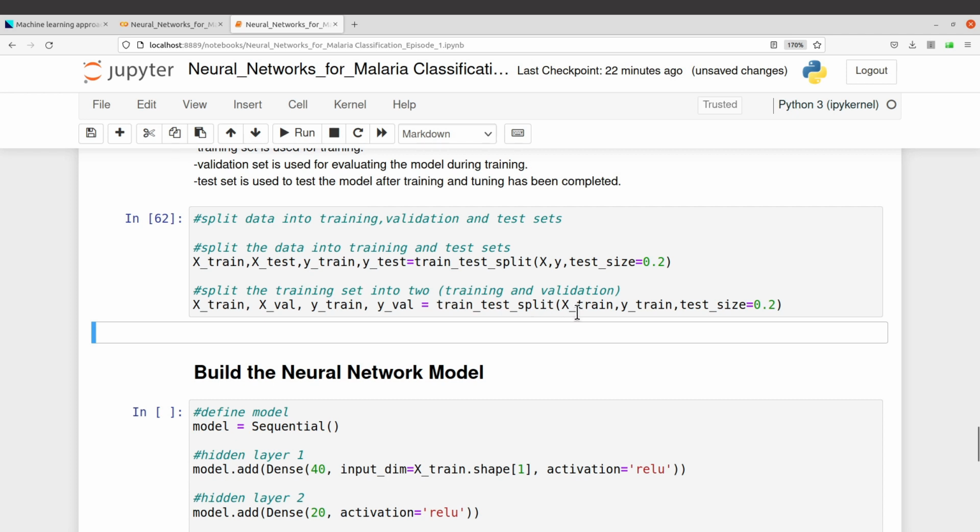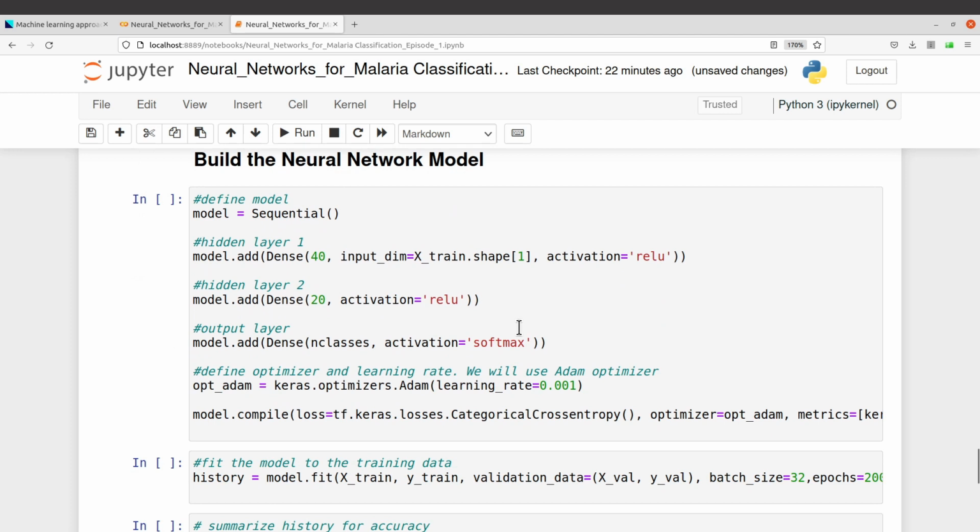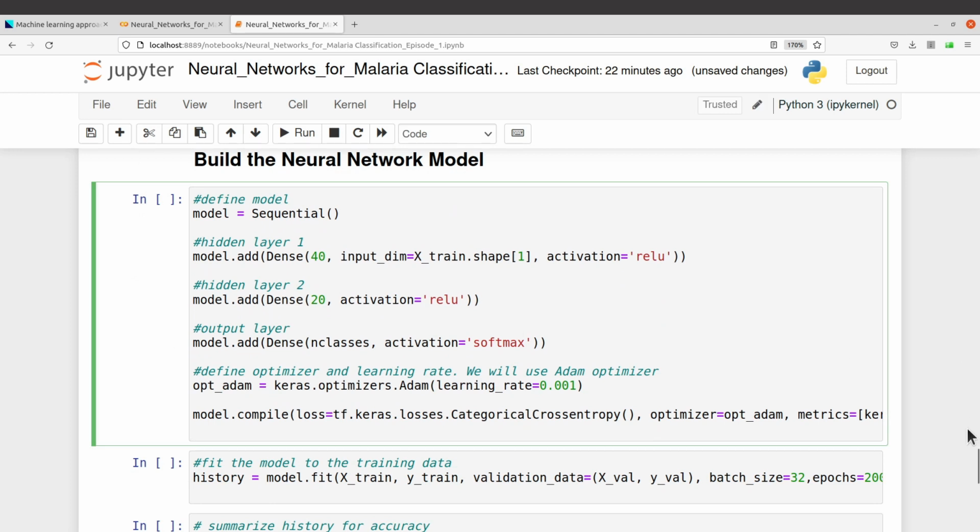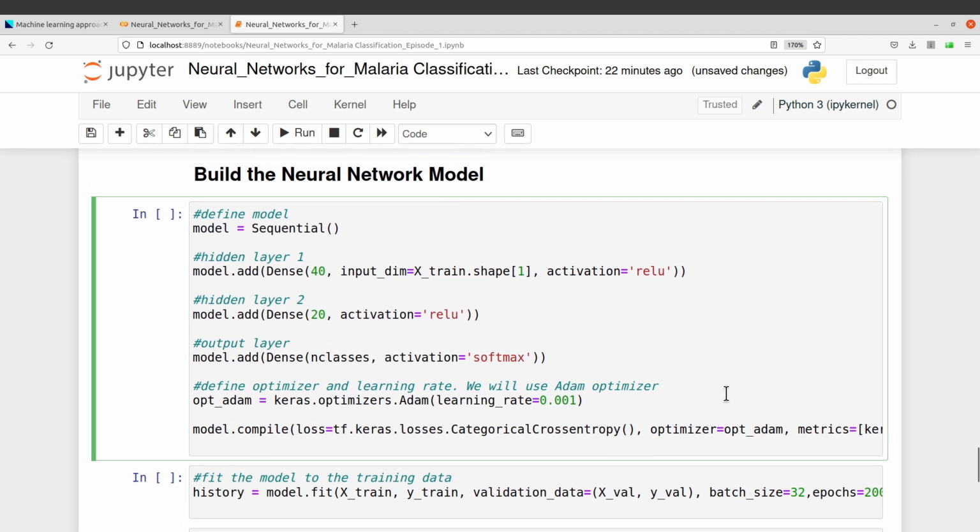Okay, so I have my data here. I'll now proceed to build the neural network model. So here I have two hidden layers and I also have an output layer here. So that's what I have. So I'm going to run this.